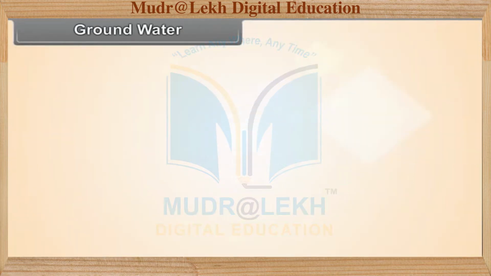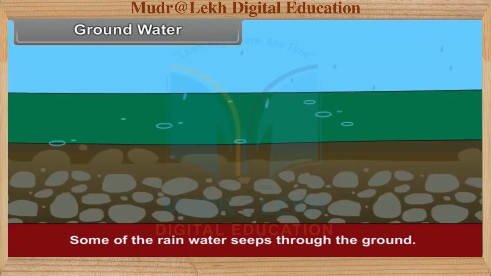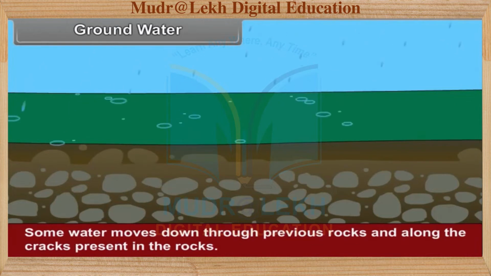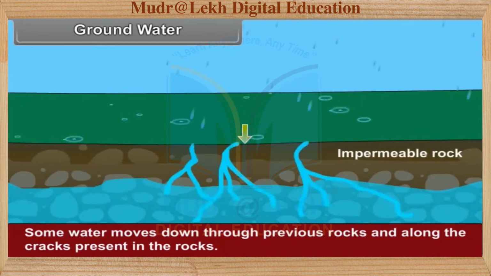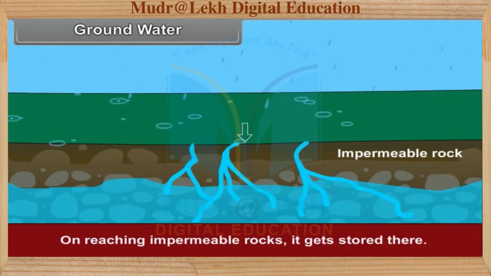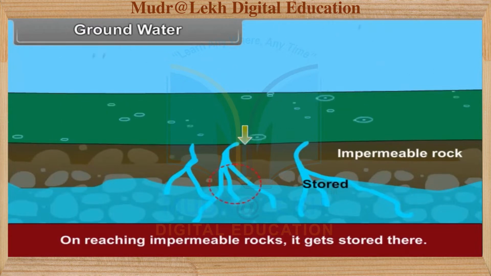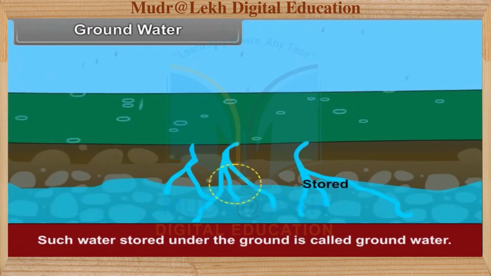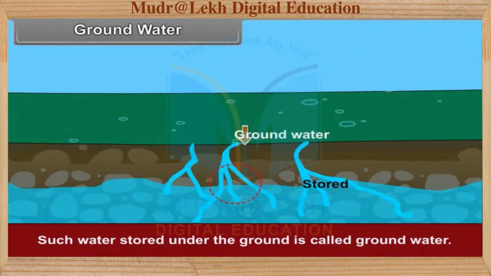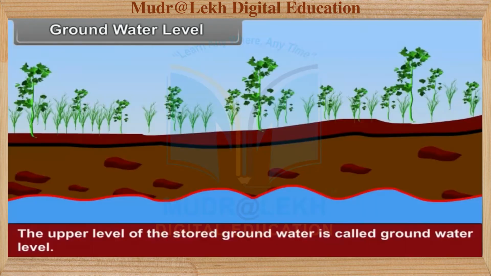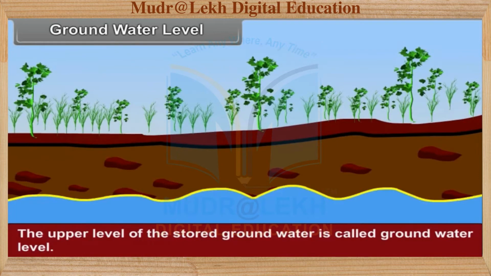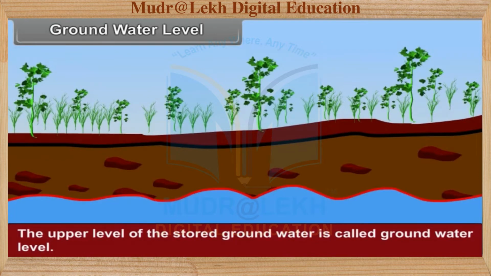A. Groundwater. Some of the rainwater seeps through the ground. Some water moves down through pervious rocks and along the cracks present in the rocks. On reaching impermeable rocks, it gets stored there. Such water stored under the ground is called groundwater. Groundwater level. The upper level of the stored groundwater is called groundwater level.